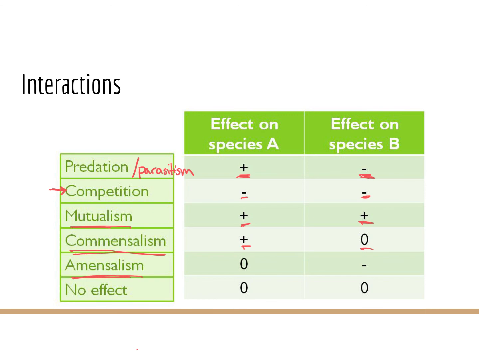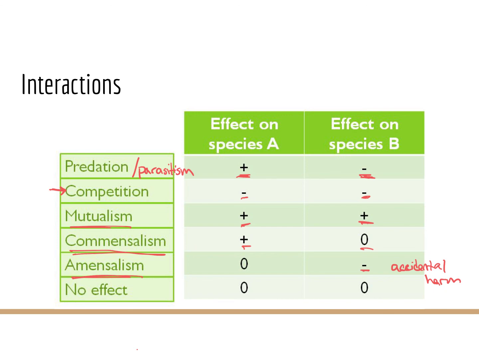Amensalism is a weird one, and there's not a whole lot of examples of amensalism. So amensalism is where one species gets harmed, but that harm is not benefiting the other species. So I like to think of this as accidental harm, right? So one species is sort of accidentally, not totally on purpose, harming the other species. So look out for a couple of examples of that tomorrow.